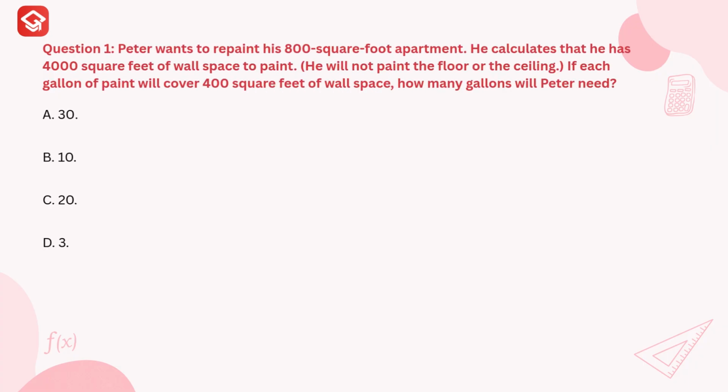Question 1. Peter wants to repaint his 800 square foot apartment. He calculates that he has 4,000 square feet of wall space to paint. He will not paint the floor or the ceiling. If each gallon of paint will cover 400 square feet of wall space, how many gallons will Peter need? A. 30. B. 10. C. 20. D. 3.